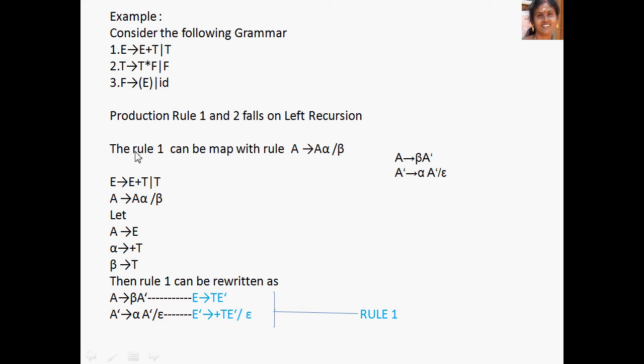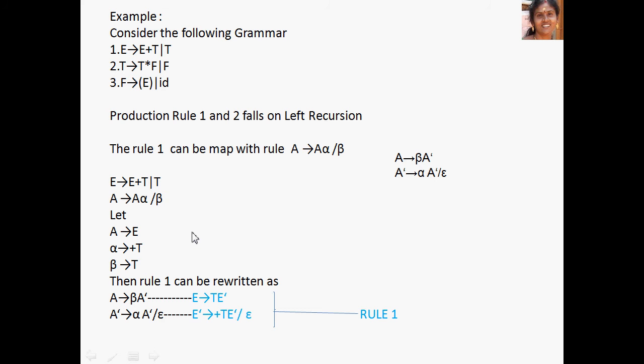First, you take the first rule, the E production rule. You have to map this E production rule with the grammar's A production rule. So you write your given production rule, and you map this E with the A production rule. Okay, so you have to write what is the value of A. A is equal to E. Then what is the value of alpha? Alpha is equal to plus T. And next, what is the beta value? Beta value is T.